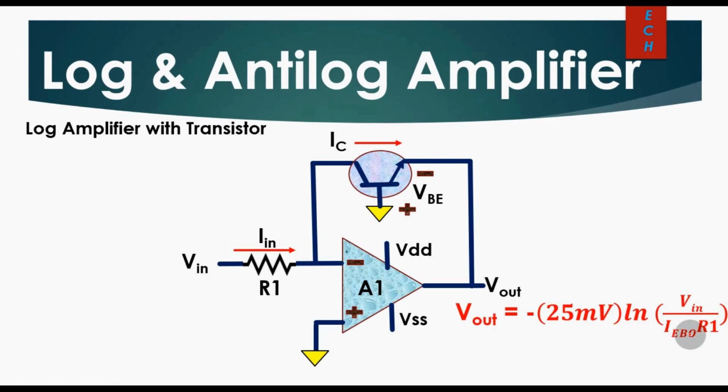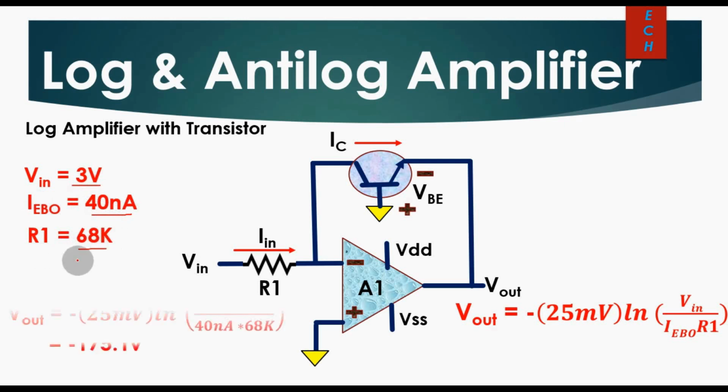So this is IEBO. Let us say your input signal is 3 volt, your IEBO equals 40 nanoampere, R1 equals 68K, and now you want to find V out. So V out equals minus 25 millivolt ln 3 volt divided by 40 nanoampere into 68K.